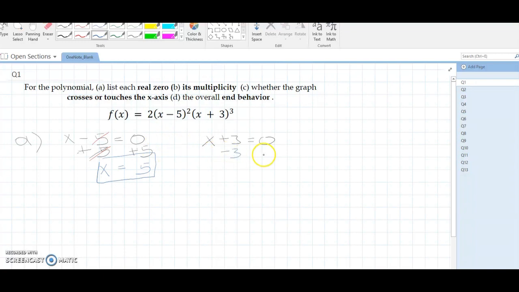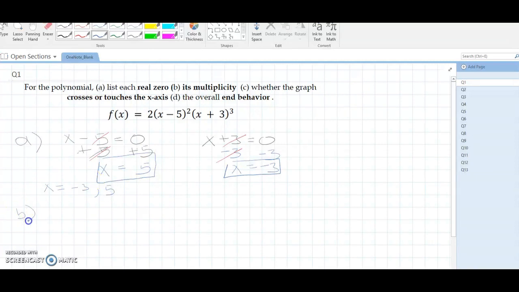Here, x plus 3 equals 0, so we subtract 3 from both sides of the equal sign. The 3 cancels. Now we have x equals negative 3. So our real zeros are negative 3 and 5.